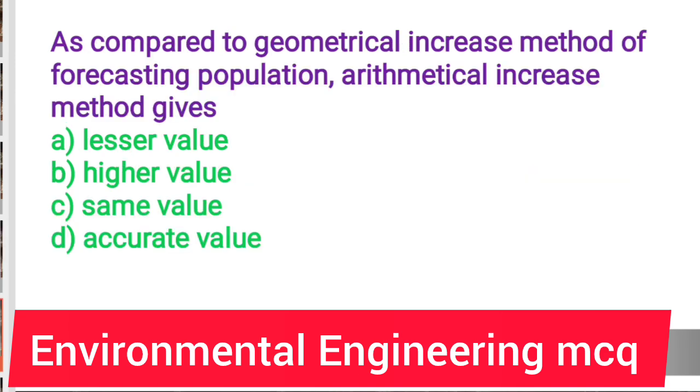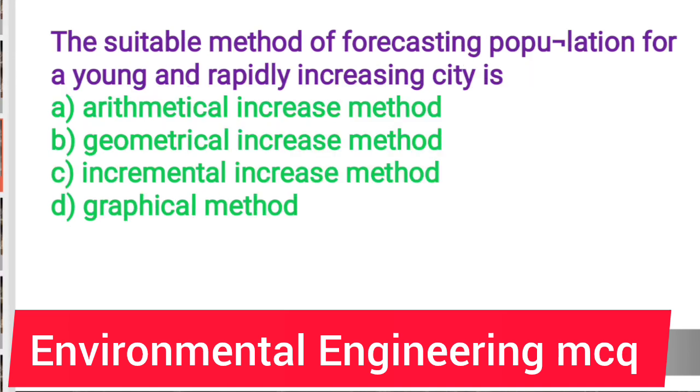Next question, as compared to the geometrical increase method of forecasting population, arithmetic increase method gives option A lesser value, option B higher value, option C same value, option D accurate value. The correct answer is option A lesser value. Next question, the suitable method of forecasting population for a young and rapidly increasing city is option A arithmetic increase method, option B geometrical increase method, option C incremental increase method, option D graphical method. The correct answer is option B geometrical increase method.